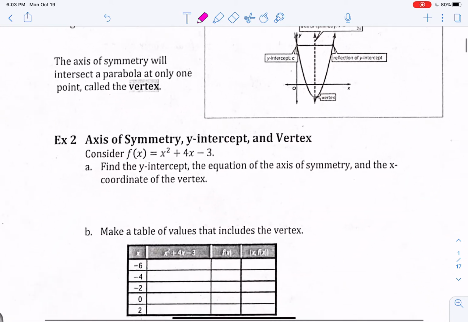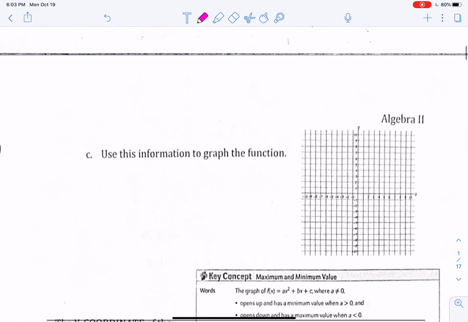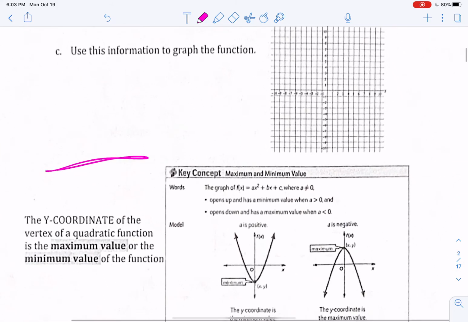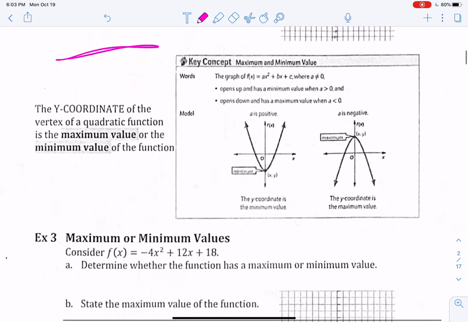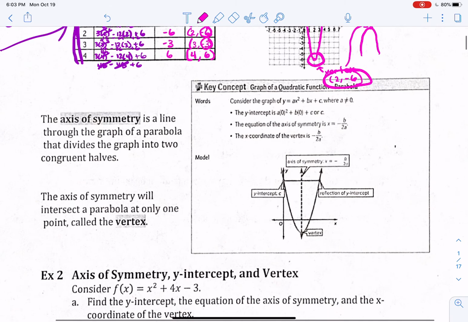We're going to do a couple more. I'm going to separate this video into 2 sections, by the way. I forgot to tell you that. So we're going to do up to like C here, where we graph the information, and then we'll save the maximum and minimum value information for the next video, okay?